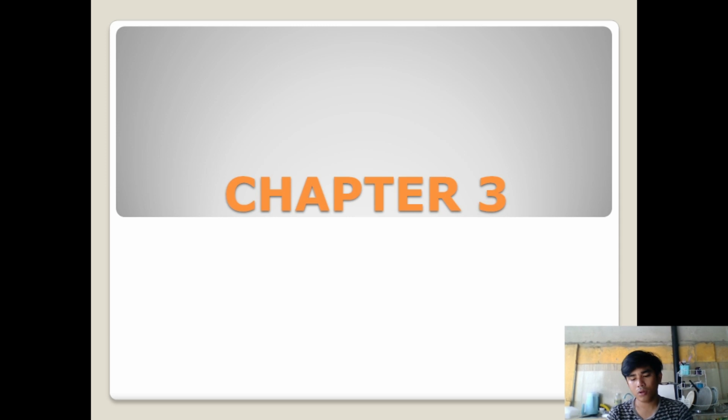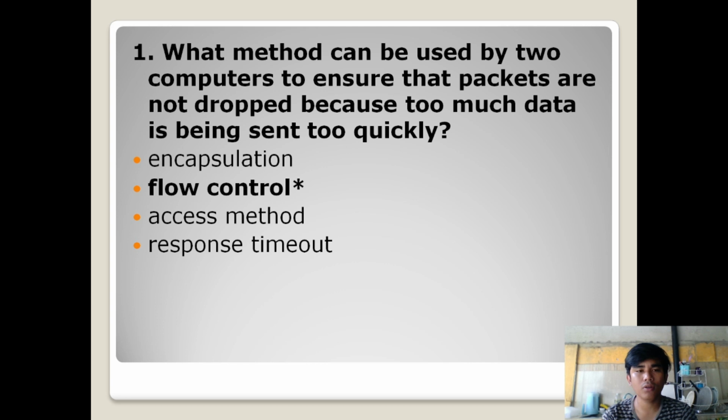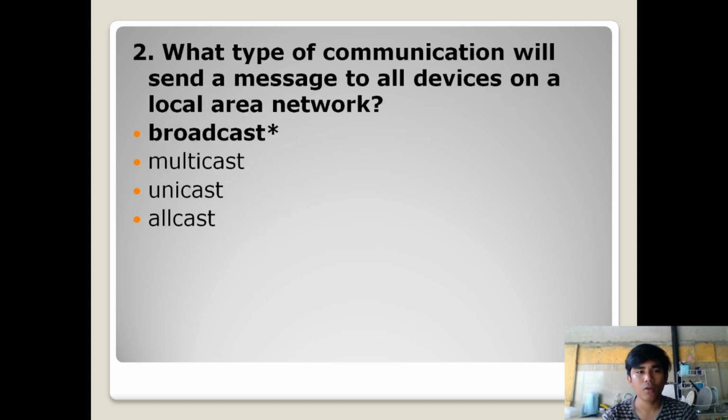So let's go to the chapter 3 summary review. For the first question, what can be used by two computers to ensure that packets are not dropped because too much data is being sent too quickly? The choices are encapsulation, flow control, access method, and response timeout. So my answer is flow control.